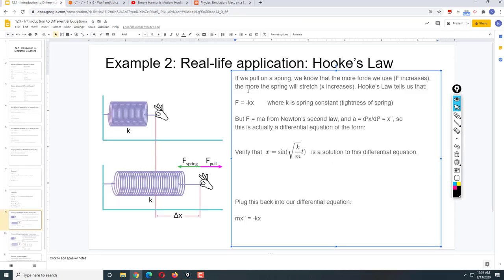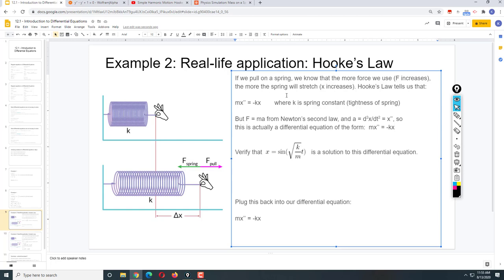Now, F equals negative kx is actually a differential equation. Why? Because F is really just ma from Newton's second law, mass times acceleration. And acceleration is the second derivative of x. So F is really ma, and a is x double prime. So really what we have here is a differential equation, m x double prime equals negative kx. This is an important equation.